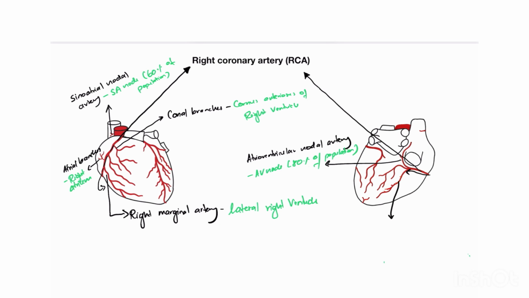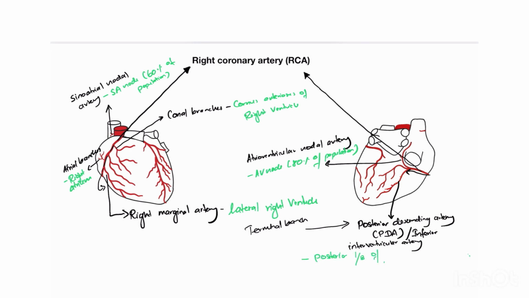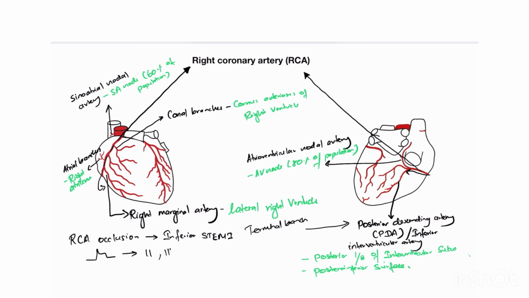And finally, the posterior descending artery, also called the inferior interventricular artery. This is the terminal branch of right coronary artery. It supplies posterior 1/3 of interventricular sulcus and posterior inferior surface of the heart. RCA occlusion therefore causes inferior STEMI. In ECG, ST elevation can be seen in 2nd, 3rd and AVF leads, and as it supplies the AV node, RCA block may also lead to heart block.